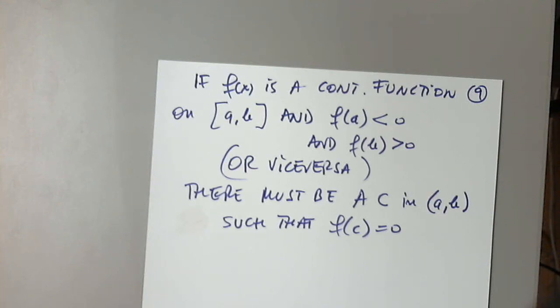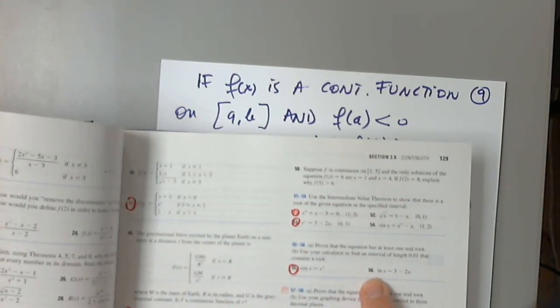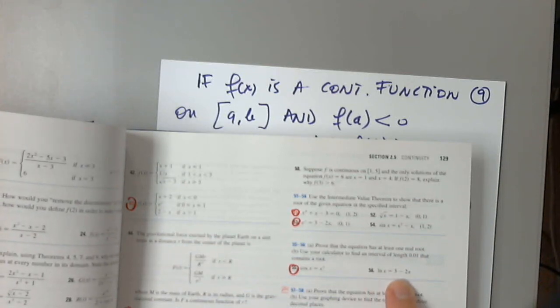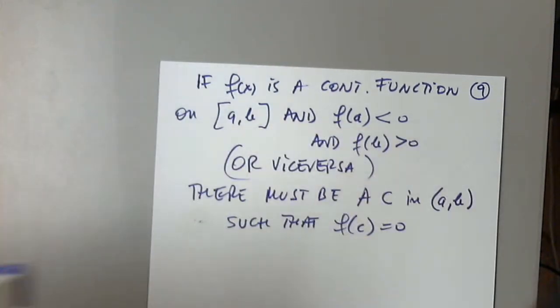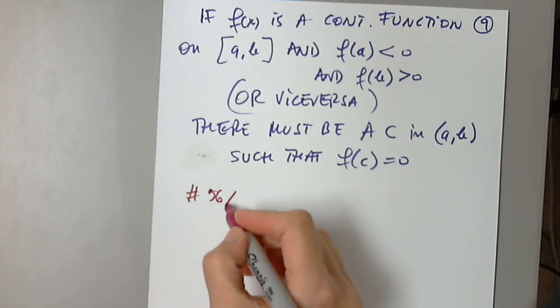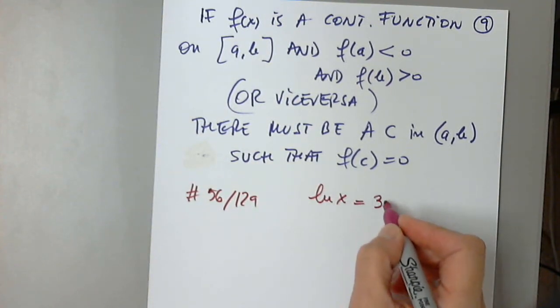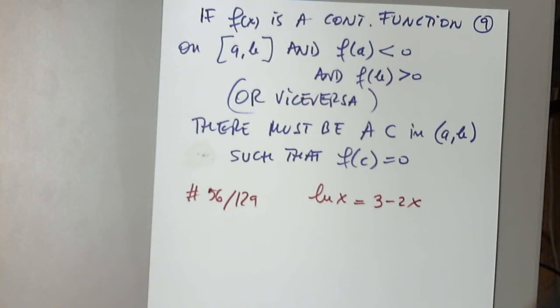So, for example, here's one, 56. Natural log x equals 3 minus 2x. It's number 56, and this is page 129. Natural log x equals 3 minus 2x. Who can solve this equation? Not by hand. Not by hand, no.